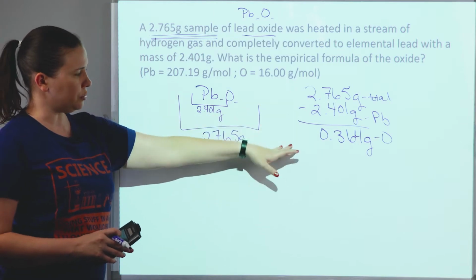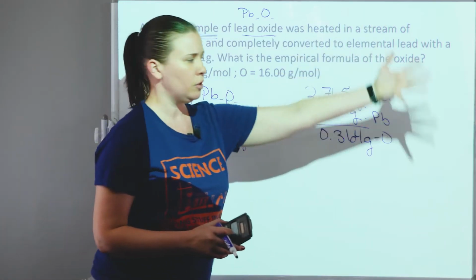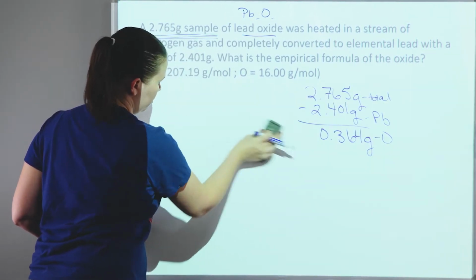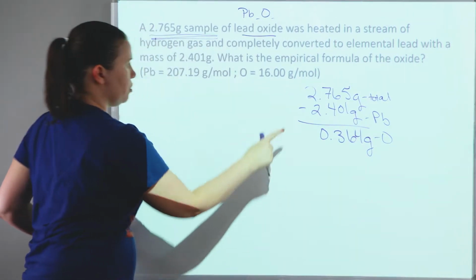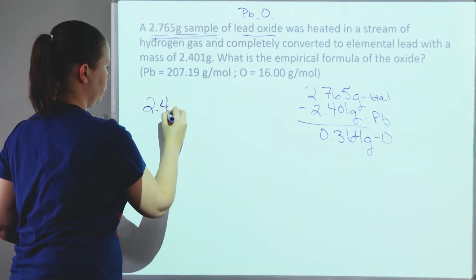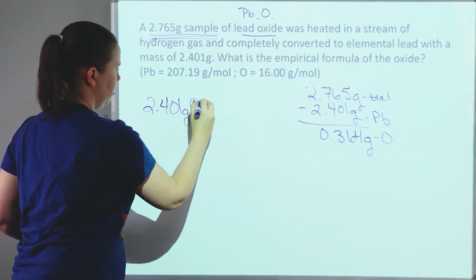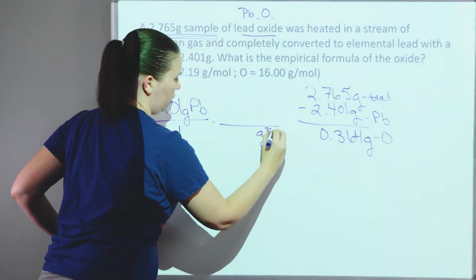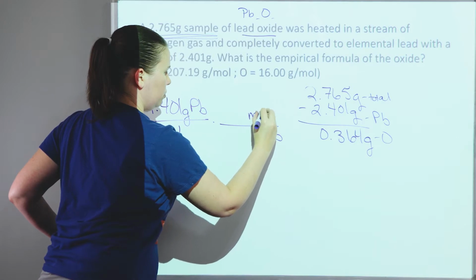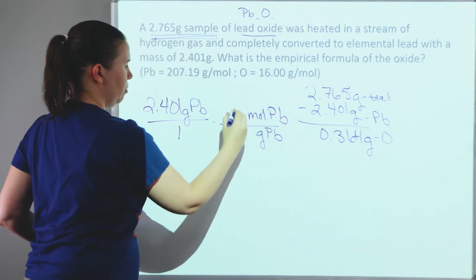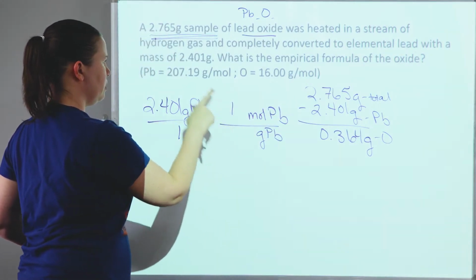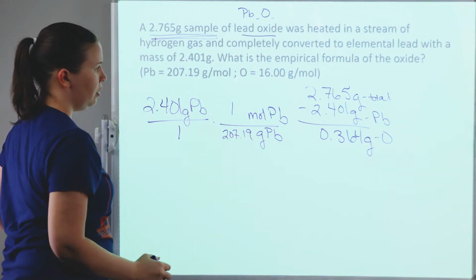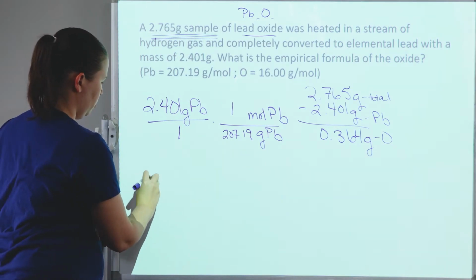So we're going to use moles to compare. Now I have to do a gram to mole comparison, which should be no stranger to us at this point. I'm just going to start with the 2.401 grams of lead, and I'll put grams of lead on the bottom, moles of lead on top. Remember, 1 mole is equal to the molar mass, and for lead that would be 207.19.